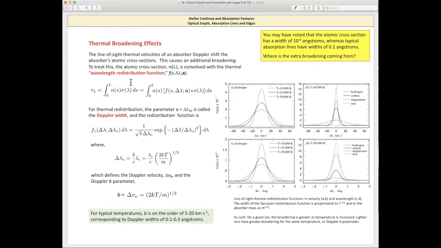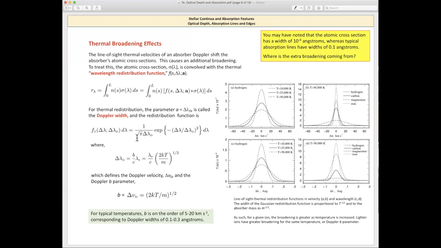Okay, in the case of thermal redistribution, the parameter is called the Doppler width, delta lambda D, and delta lambda D depends upon the temperature. For the functional form of the redistribution function, we're going to assume that the gas is isothermal, so we're going to drop out the S dependence. If the gas wasn't isothermal, say it got hotter from one side of the cloud to the other, we'd have to account for S still. But right here, we're saying it's an isothermal cloud. So we drop the S, and the thermal function, which creates a given delta lambda with the parameter delta lambda D, is equal to this Gaussian function.